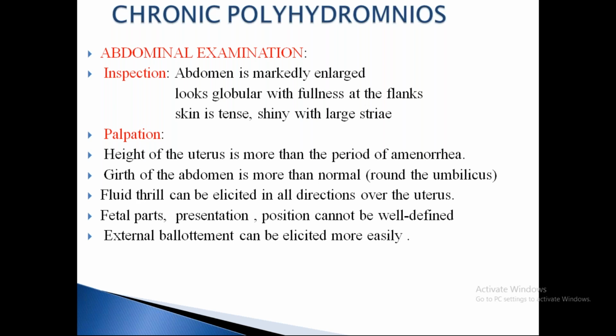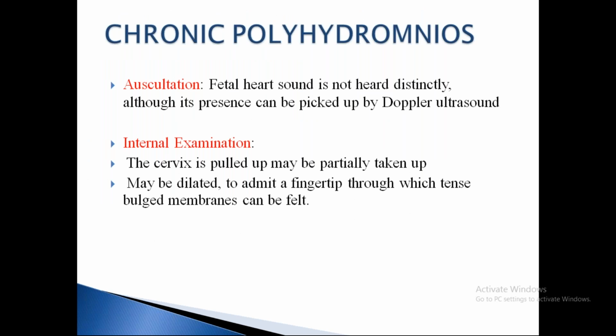External ballottement can be elicited more easily. On auscultation, fetal heart sounds may not be heard distinctly. We may need the help of Doppler or scan. And if you do a PV examination, the cervix may be pulled up and partially taken up also, and one finger dilatation can usually be elicited, and bulging of membranes can be felt by the fingers.